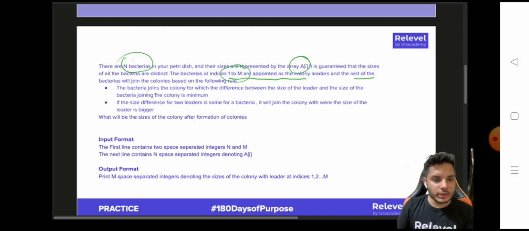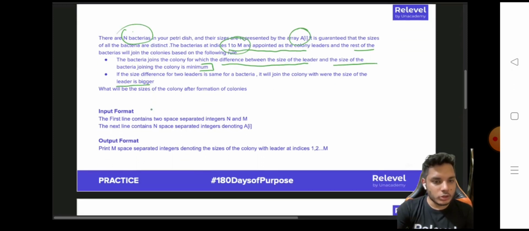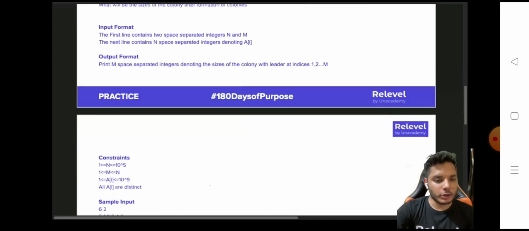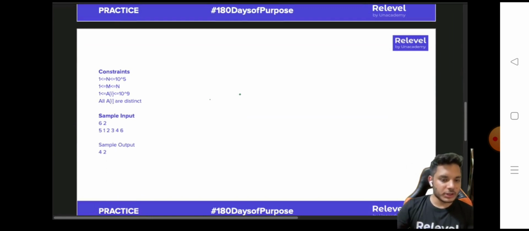So how will they join the colony? Each bacterium joins the leader for which the difference between the size of the leader and the size of the bacterium is minimum. And if the size difference is the same, it will join the larger, or you can say the bigger one. We have to tell what will be the size of each colony after formation of the colonies. So let's see the question again.